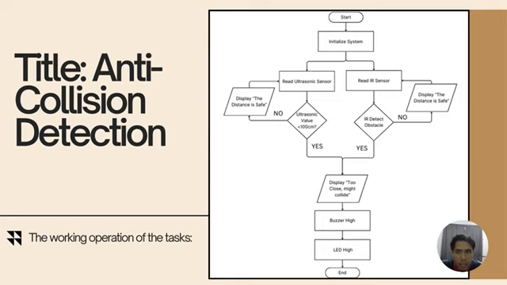It will use infrared light to detect an object within its range. If no object is within its range, it will display the distance is safe. If yes, it will display too close might collide. Next, the buzzer will also emit a sound and the LED will blink, and end. That's all.